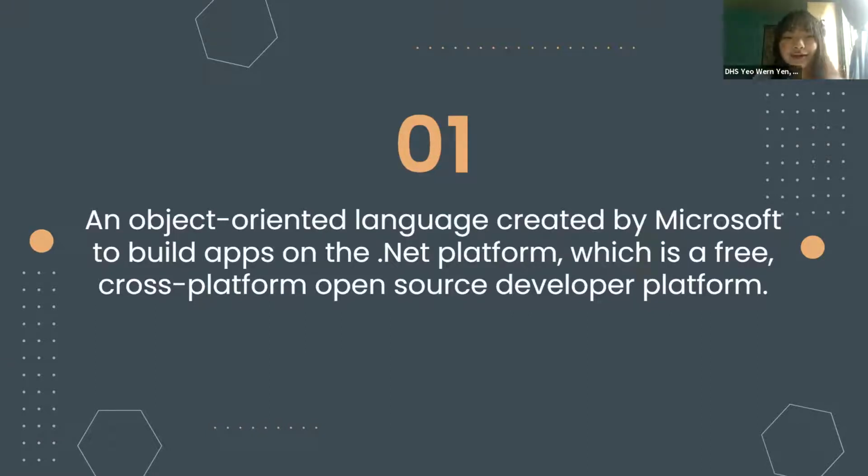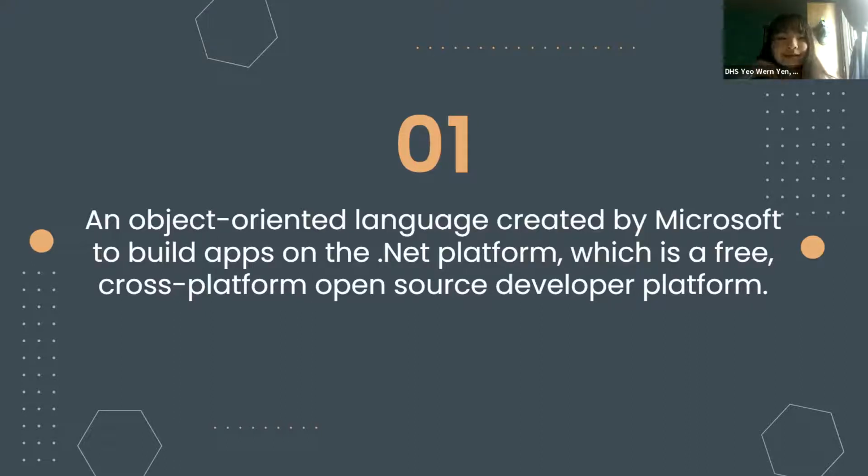This is the official definition of what C# is. It's an object-oriented language created by Microsoft to build apps on the .NET platform, which is a free cross-platform open source developer platform. That seems like a mouthful and a huge chunk, so let me break it down a little bit for you.